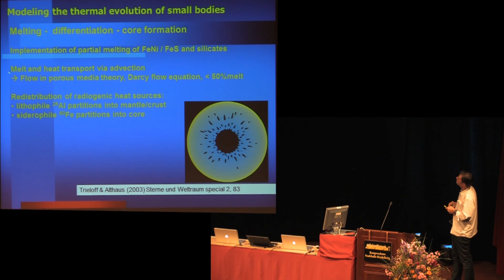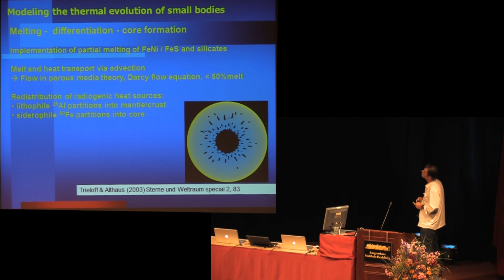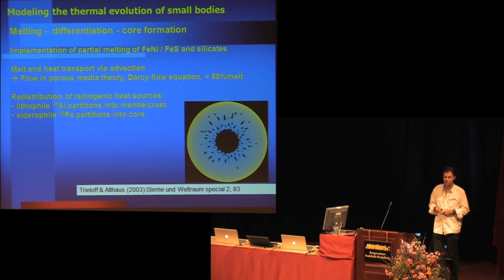You have to consider that heat and melt are transported via advection. You can treat that by a flow in porous media theory or the Darcy flow equation. You have to consider that during transportation of the melt, also the heat sources themselves are redistributed. For example, aluminum-26 is lithophile and rather partitions into a mantle or crust, and iron-60 is siderophile and rather partitions into the core.